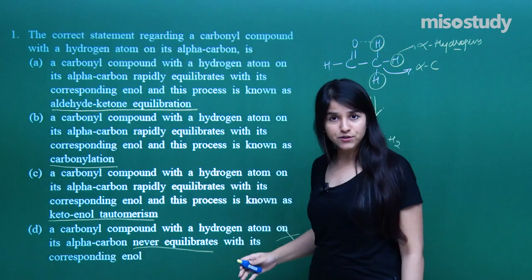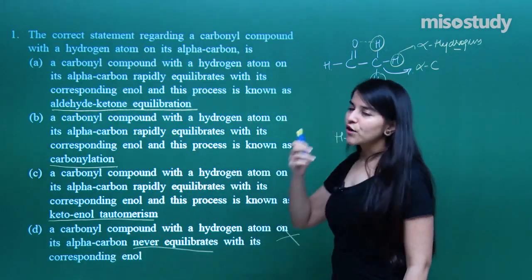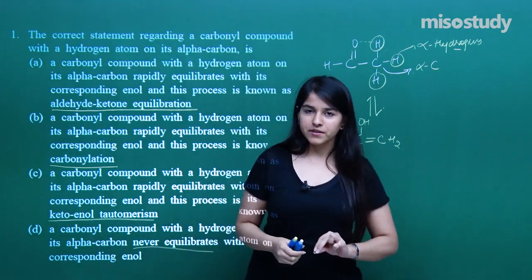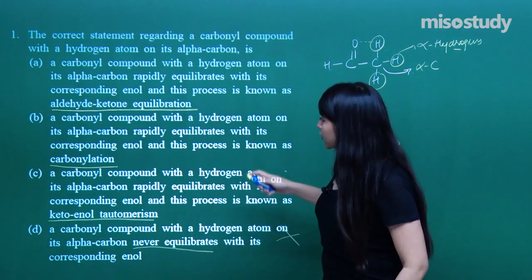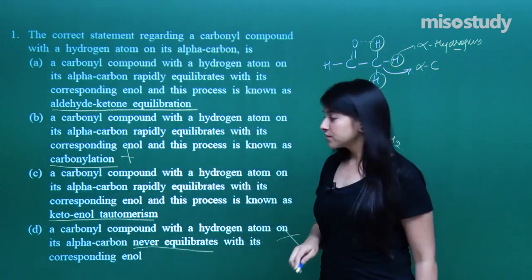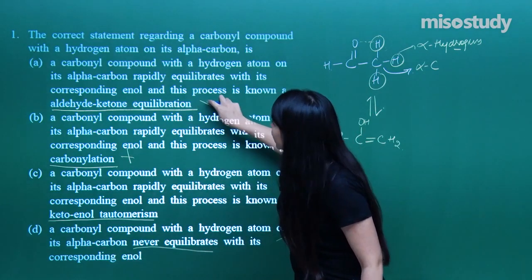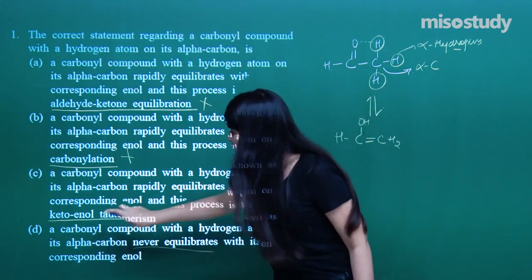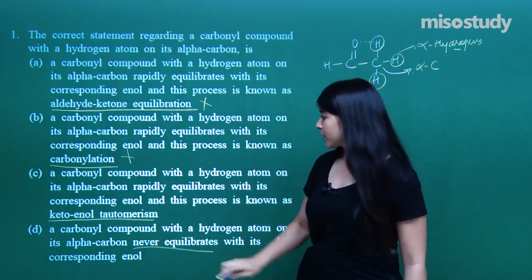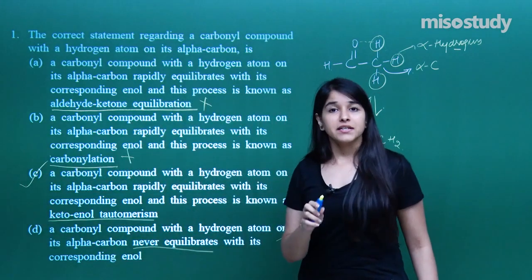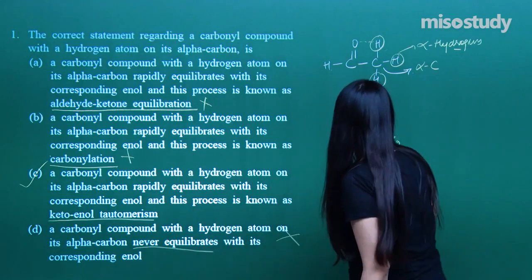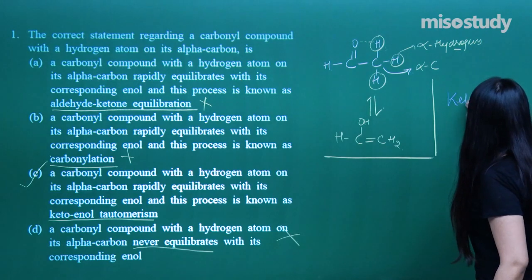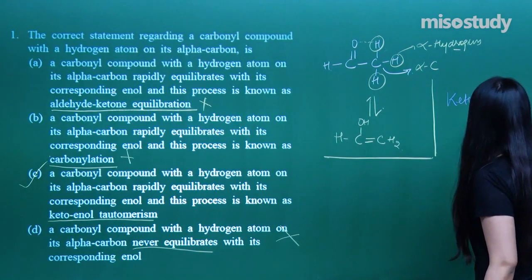Let's move on to the rest of the 3. In the rest of the 3, we all know what tautomerism is. So this process is nothing but tautomerism. We thus eliminate the possibility of carbonylation as well as aldehyde ketone equilibration. We do not call it by this name, but what? Keto-enol tautomerism. So that is the answer to the question, the third option. This very process over here is nothing but keto-enol tautomerism.